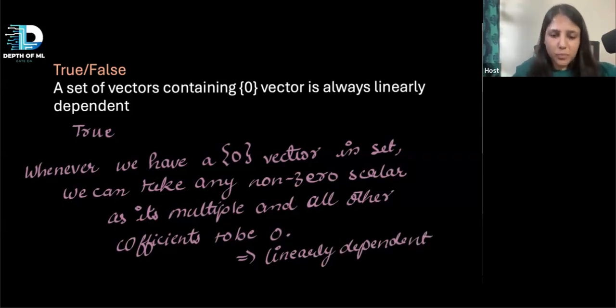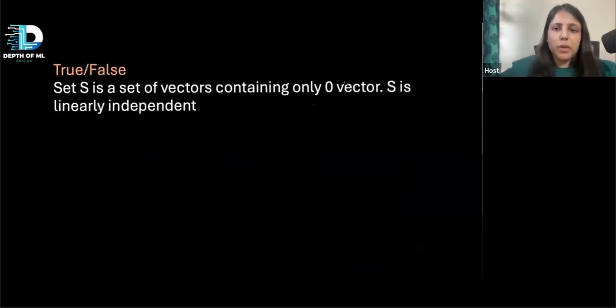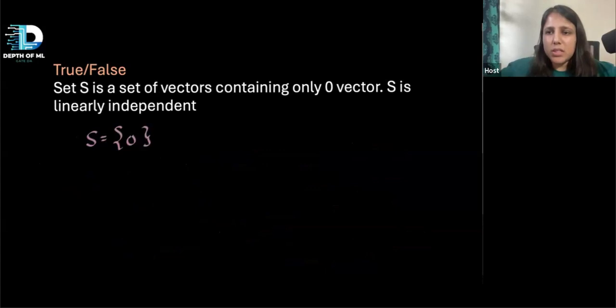Fine. Okay, moving on. A set S is a set of vectors containing only the 0 vector. So there is a set which I have defined. S is equal to this. This only has a 0 vector. Is this set linearly independent? S is linearly independent. Is this true or false?